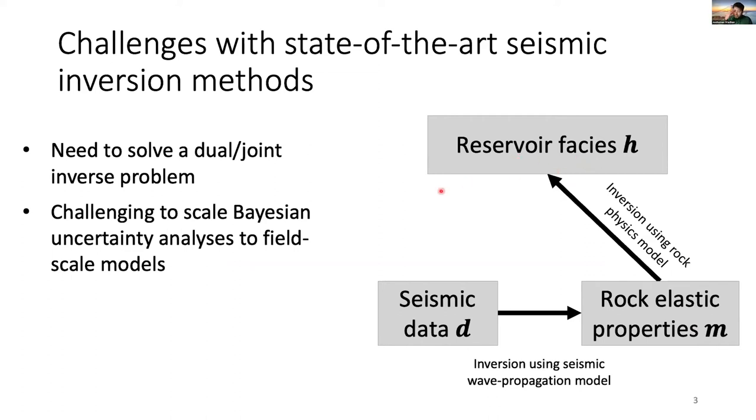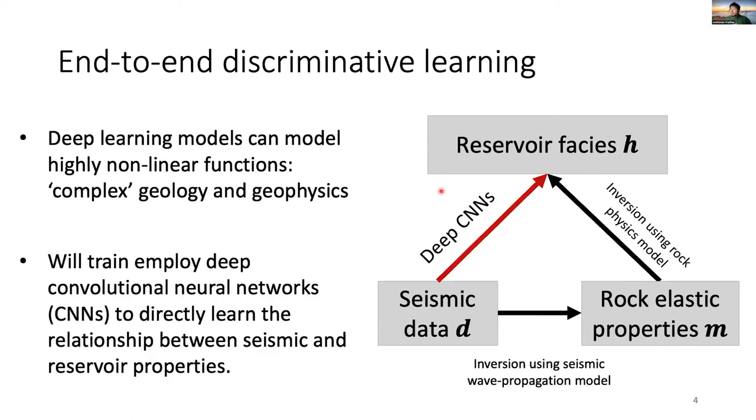Now you can imagine that solving a joint inverse problem in this high dimensional space, because now we are solving for elastic properties and reservoir facies as well, can be challenging, especially if you want to quantify the uncertainty or do Bayesian analysis. What we would be employing in this study is an end-to-end discriminative learning. Specifically, we will bypass this dual inverse problem by using deep CNNs to directly learn the relationship between the seismic data D and the reservoir facies H.